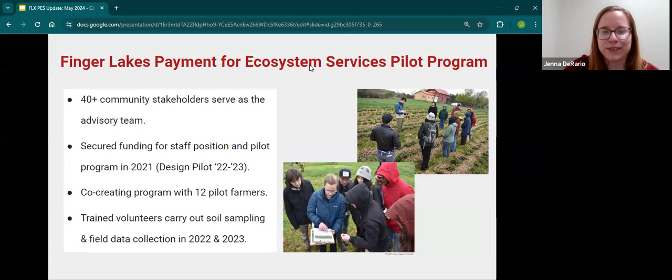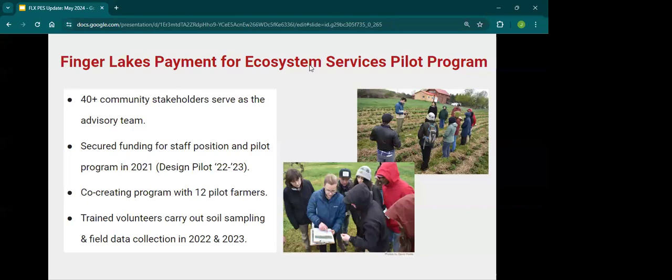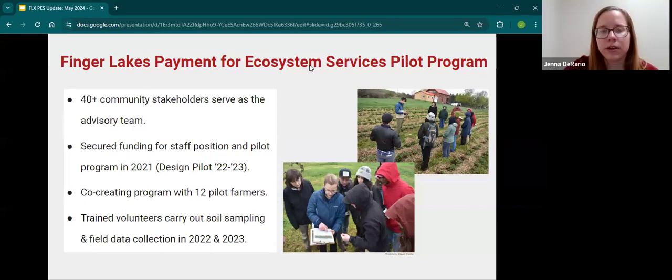And really grateful for Nancy, who's been working on our work team with us and who's done some soil sampling since 2022. It's been really great working with you and all the other volunteers. So the work team that we have advises the program development. They've been meeting regularly since 2020 as a volunteer stakeholder group.